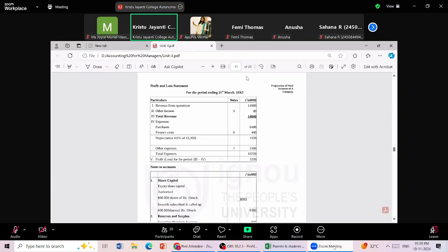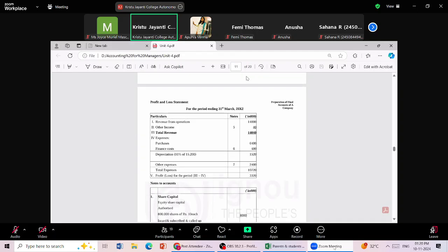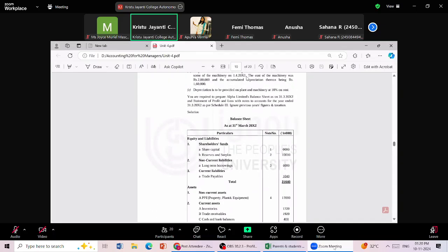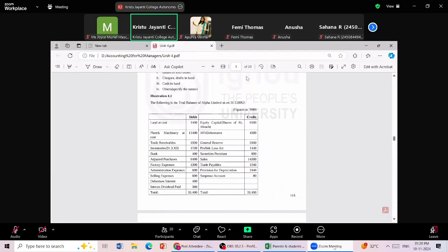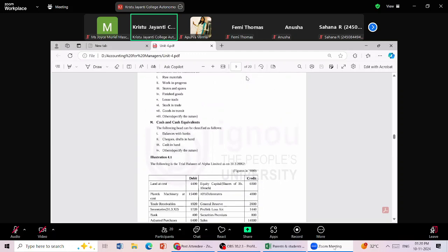In that you can minus. There are list of items given. One is cost of material, second one is purchase, then finance cost, any other items you can minus, and if there is any tax you can deduct. So let us prepare first the revenue from operations. So what is revenue from operation? You can see here in the question. Revenue from operation.